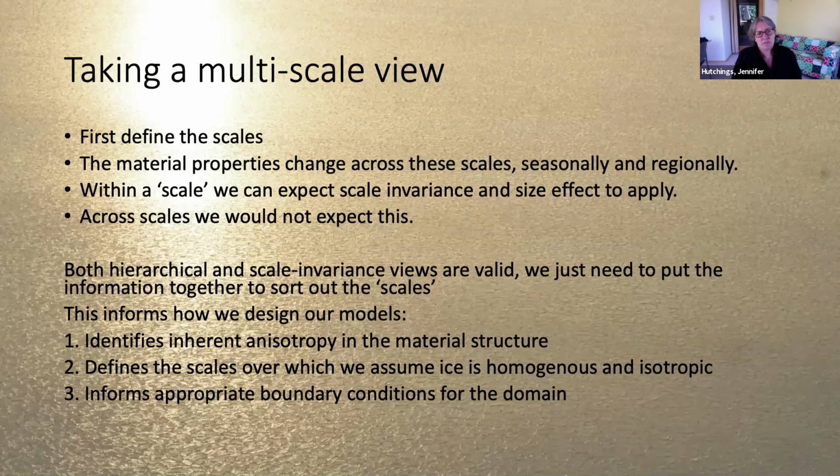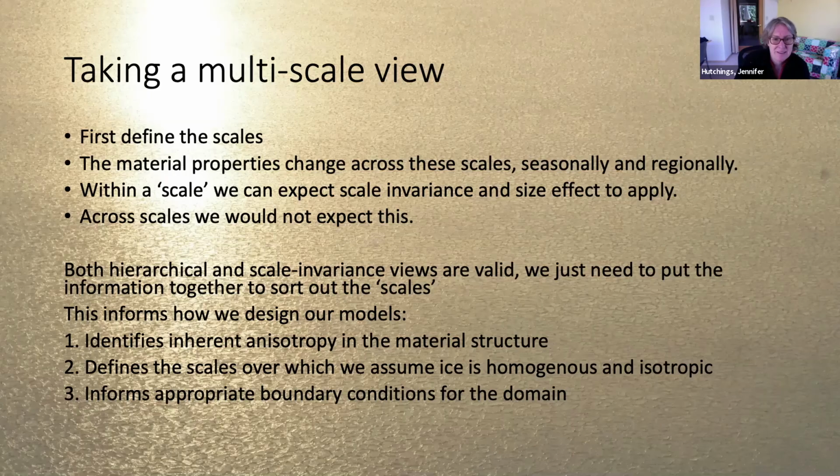So in this multi-scale view, we might view that within a scale, scale invariance could apply. But really it's the boundary conditions that are defining the scale. And across different scales, we might not expect that. And so both these viewpoints are valid, and we just need to put this information together to sort out what the scales are. And the important point here is taking this philosophy, you can define your models and design your models for particular scales that are emergent in the properties of sea ice.